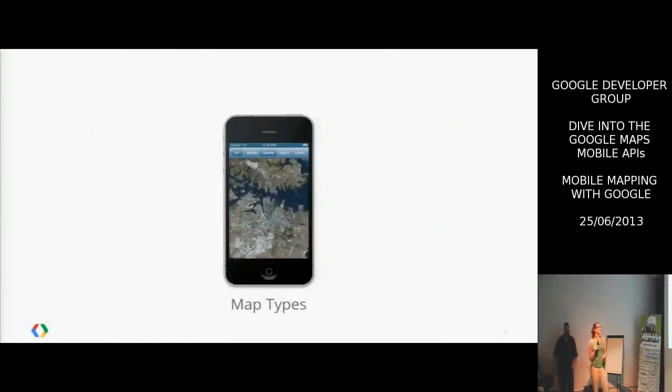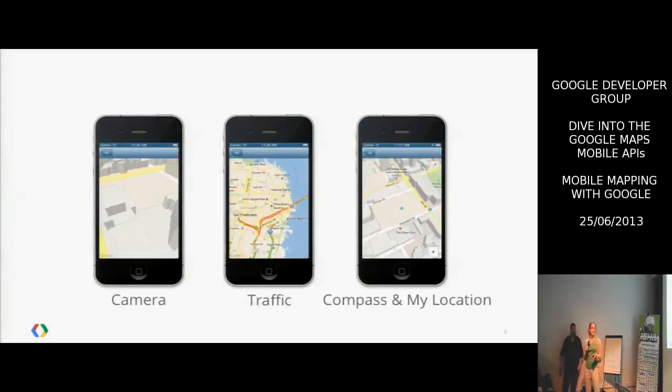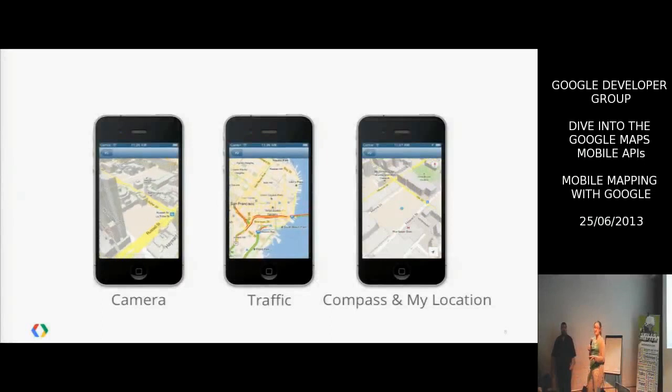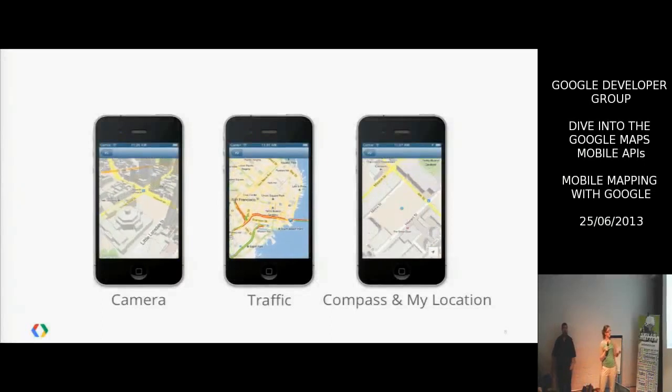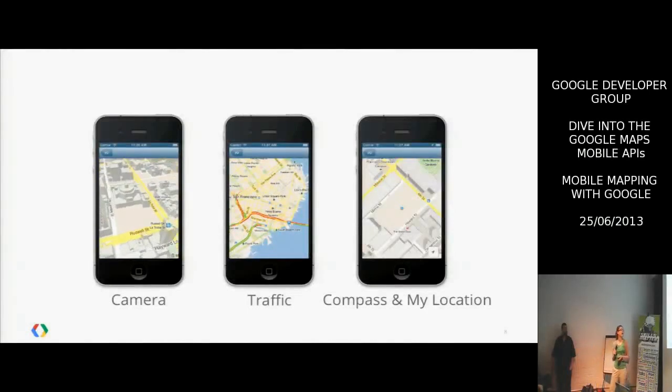We also have different map types, so you can switch between satellite, hybrid, and terrain, and you can use it to your own advantage. You can use the camera to show the user the awesome vector maps that we have. As you see, you have outlines of the buildings. You can put different layers on the map. The traffic layer is one of the most well-known because it's really helpful for users. And you can also use compass and my location to place the user in the space.